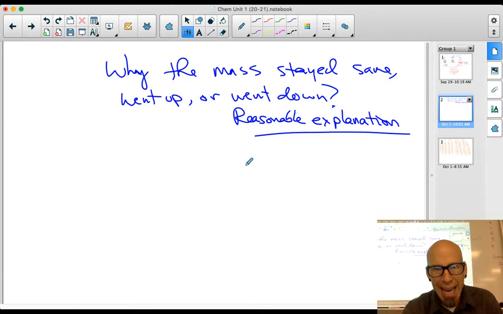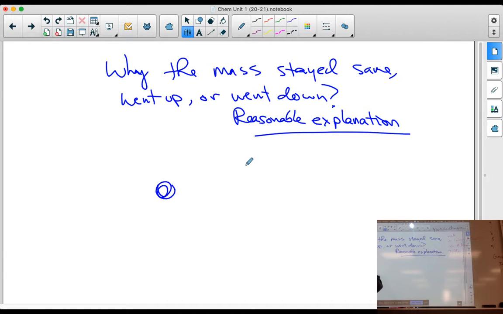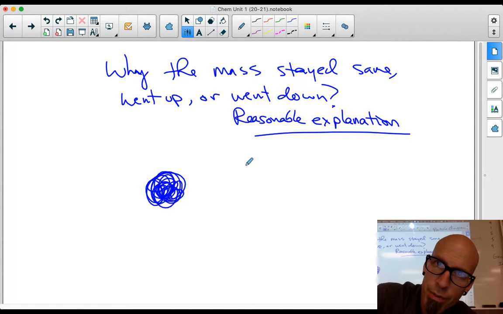And so I had the students talk about why they think the mass did what it did, and then sketch a particle diagram for the before and the after. Now, how on earth are you going to draw a particle diagram for steel wool? A little ball of steel wool. Well, here's how you don't do it. Do not do this. That is not a particle diagram, okay?